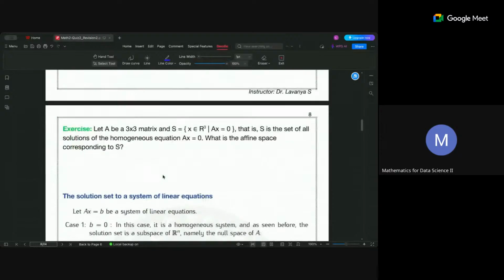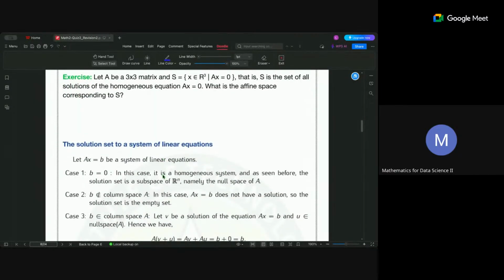So now let us do some problems. Let A be a 3 by 3 matrix and S is the set of all x in R3 such that Ax is equal to 0. What is this S? S is nothing but the solutions of the homogeneous system Ax is equal to 0. Now, this is some set in R3. Can you imagine what the affine space corresponding to S is?